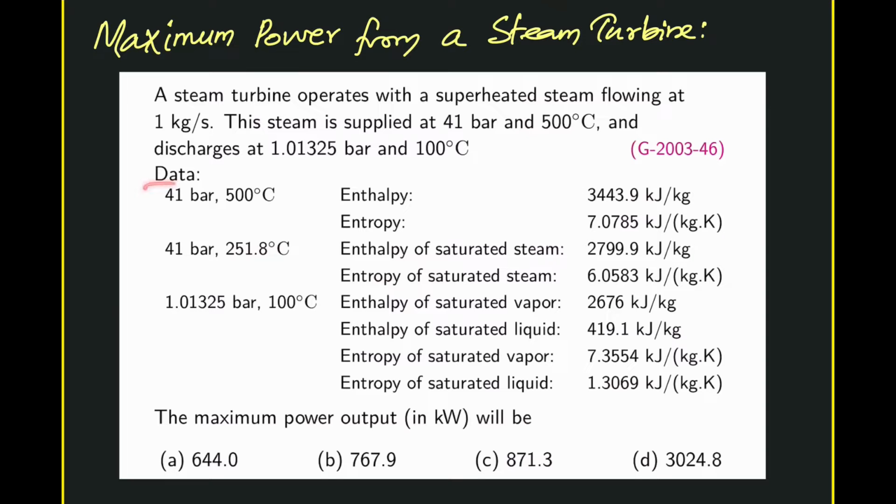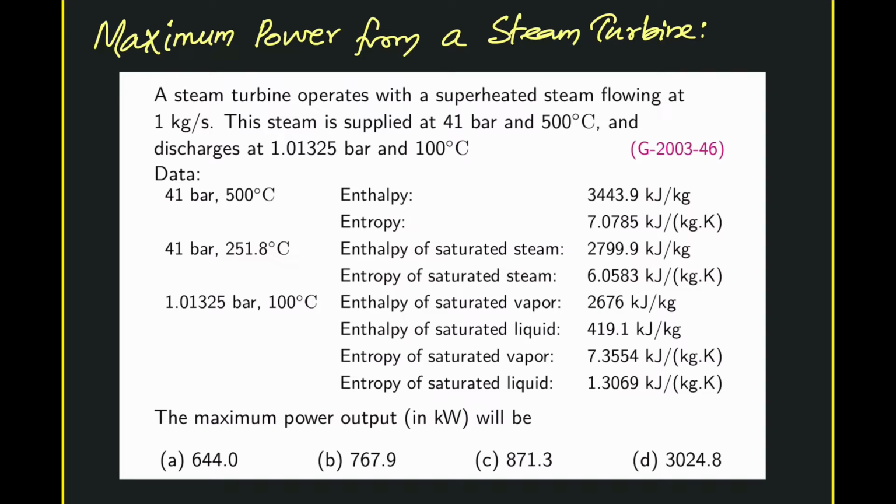The data given correspond to inlet pressure and temperature. We are given the enthalpy and entropy. And for the same pressure at another temperature, 251.8 degrees Celsius, we are given the enthalpy of saturated steam and entropy of saturated steam. At 41 bar, the saturation temperature is 251.8 degrees Celsius. That is the information we are getting. Corresponding to the exit conditions, 1.01325 bar and 100 degrees Celsius, we are given the enthalpy of saturated vapor and liquid and the entropy of saturated vapor and liquid. We are asked to find the maximum power output in kilowatt.